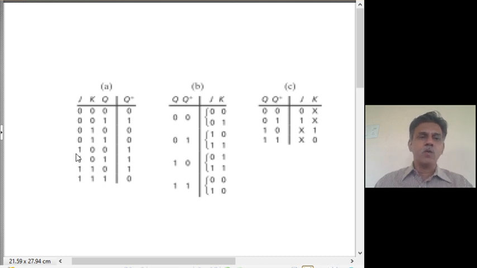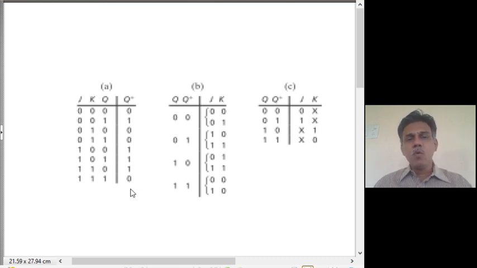Then, for the case of J equal to 1 and K equal to 0, which is a set condition, irrespective of the value of Q, 0 or 1, the next value of Q, or Q plus, is 1. Finally, when J and K are both 1, it is a toggle condition. The value of Q toggles when we arrive at Q plus. When Q is 0, we get Q plus as 1. When Q is 1, we get Q plus as 0. So, this is the well-known characteristic table of the JK flip-flop. This can be used while we analyze any circuit based on the JK flip-flop.